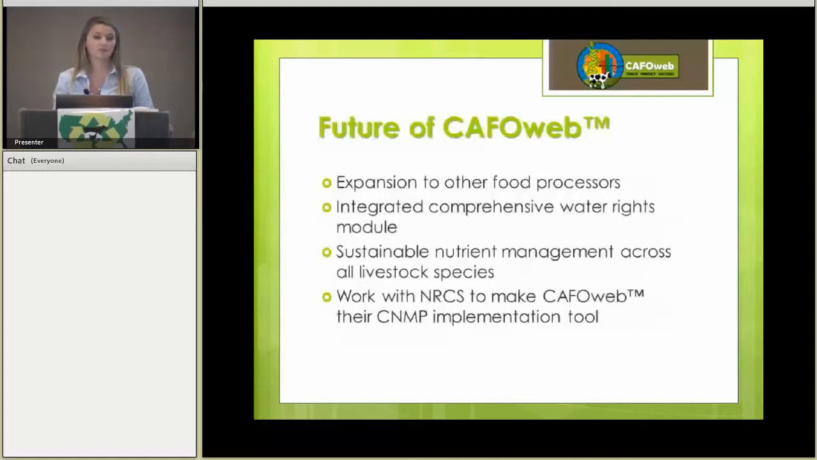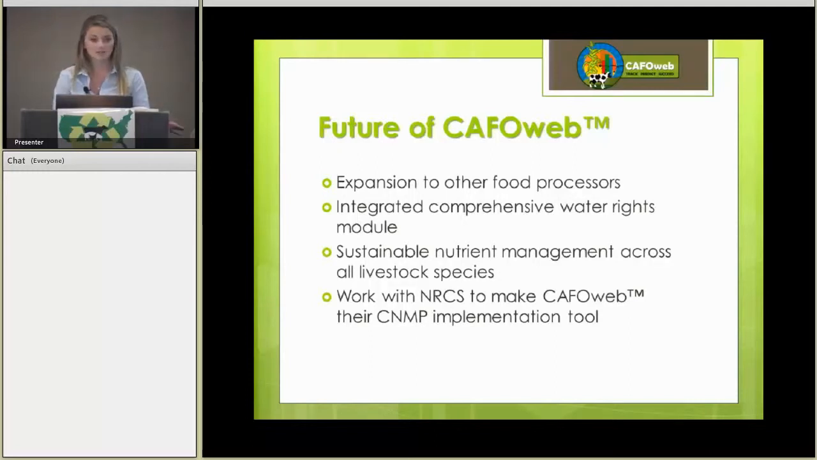And for the future of CAFOweb, we hope to continue to monitor the progress of our dairies that are currently using CAFOweb and see how they're improving their groundwater, their water quality, and their soil health. We also hope to expand into other food processing plants, and we are already working with the Los Alamos National Laboratories through the New Mexico Small Business Assistance Program to create an integrated, comprehensive water rights module.